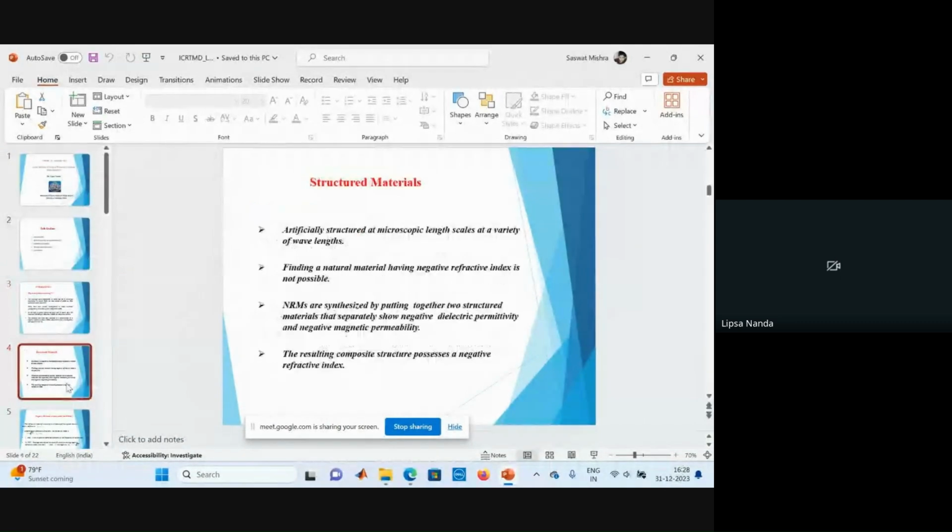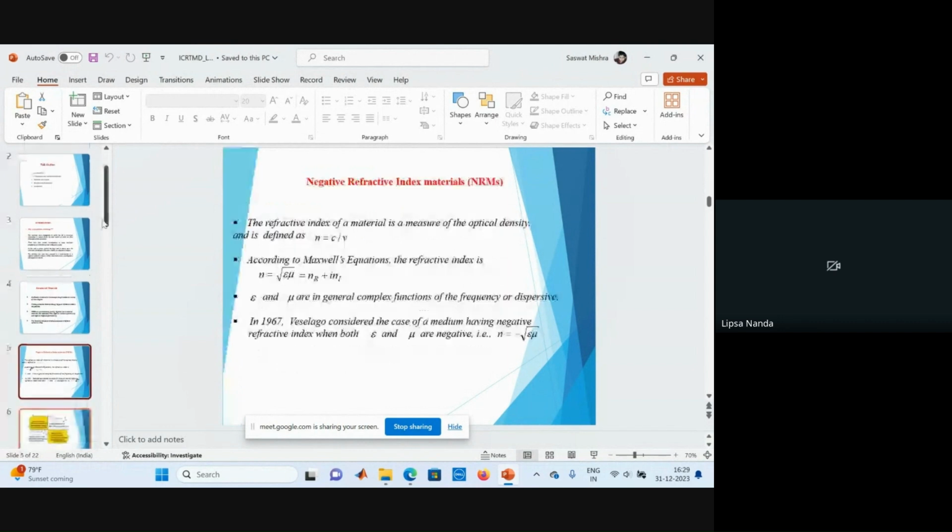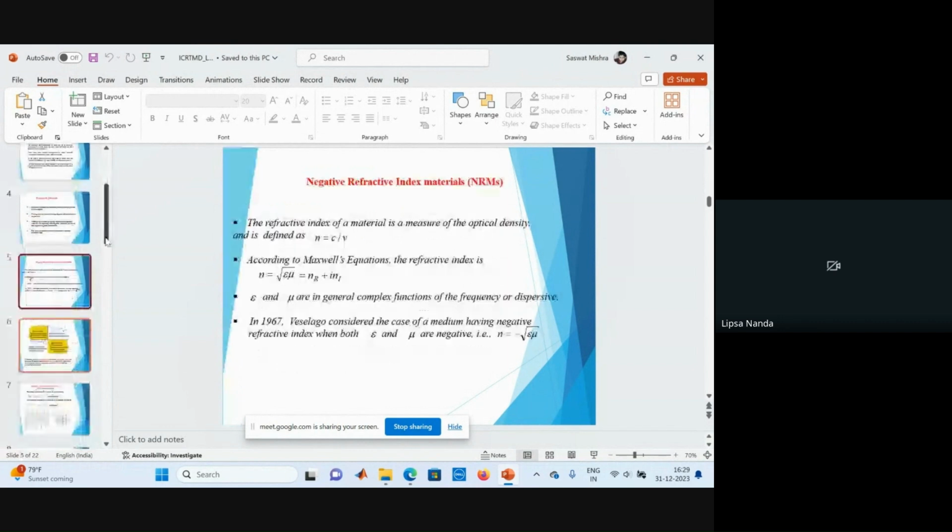The main thing is that these negative refractive materials are not naturally available. These are structured materials, artificially structured at microscopic length scales at a variety of wavelengths. Finding a natural material having a negative refractive index is not possible. So they're synthesized by putting together two structured materials which separately show negative dielectric permittivity and negative magnetic permeability. The resulting composite structure possesses a negative refractive index. This is what we understand by NRM.